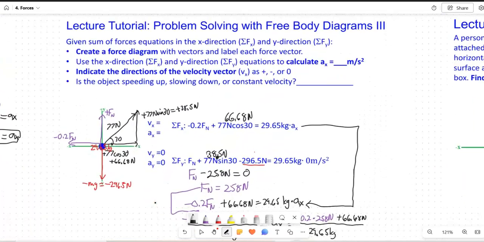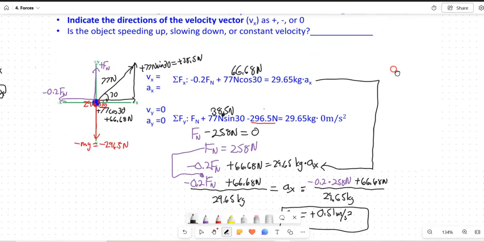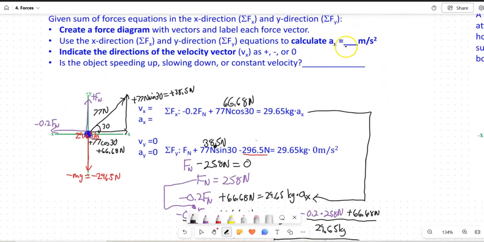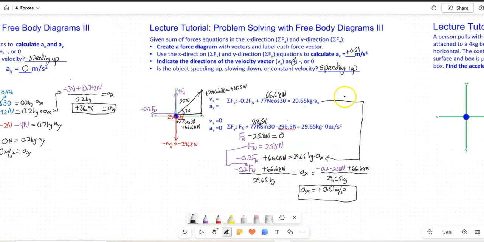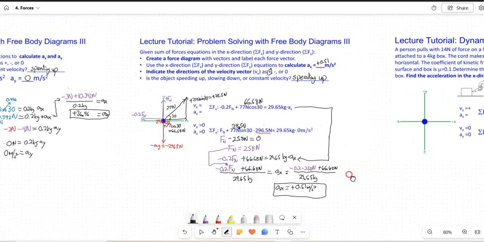So let's start filling in stuff that we know. Positive 0.51, 0.51. To figure out the direction of the velocity vector, friction is pointing to the left, so velocity is pointing to the right. Since the velocity and acceleration are both positive, this will be speeding up. Okay. So that's what you're supposed to do on these tutorials.